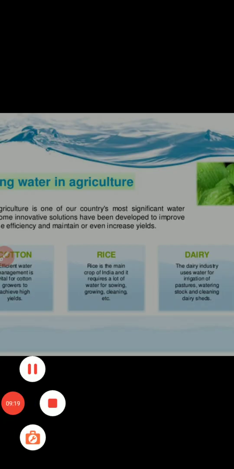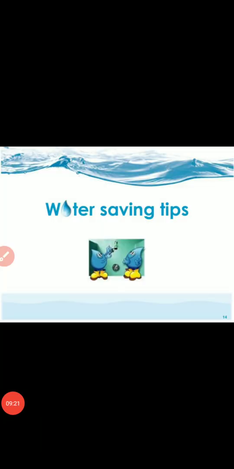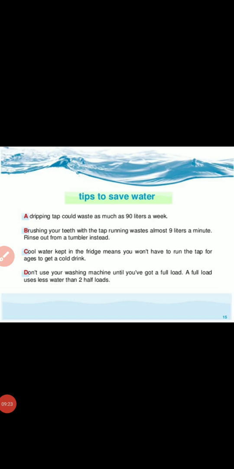Then we have some water saving tips also. Tips to save water: a dripping tap could waste as much as 90 liters a week. Brushing your teeth with the tap running wastes almost 9 liters a minute. Rinse from a tumbler instead. Cool water kept in the fridge means you won't have to run the tap for ages to get a cold drink.